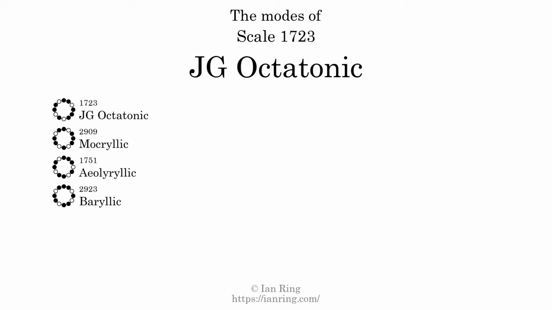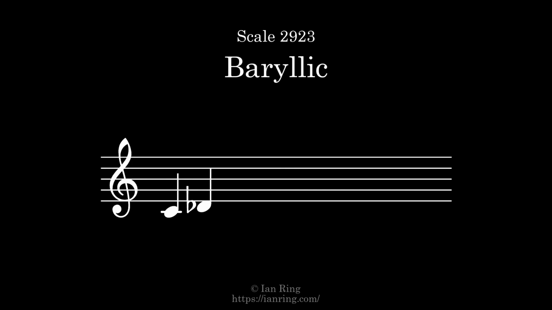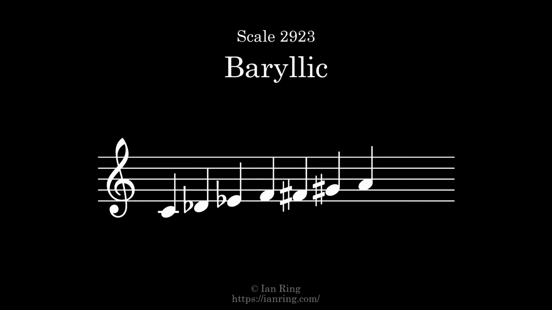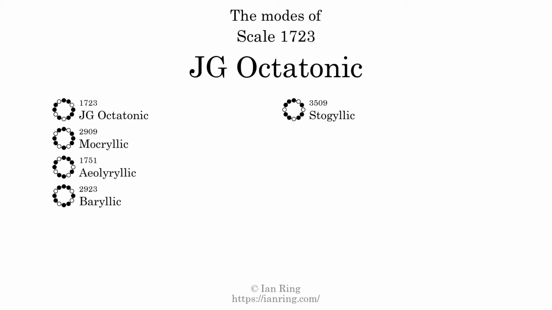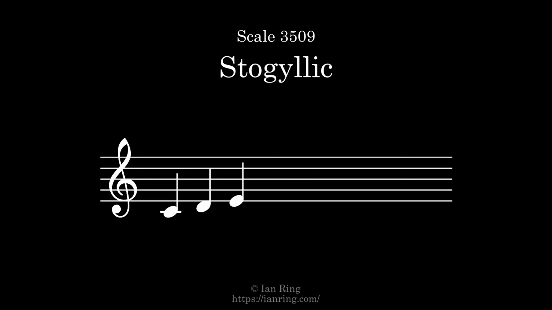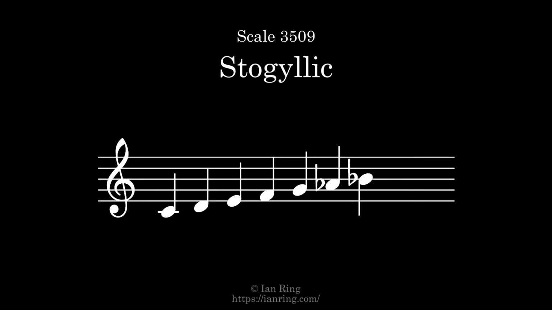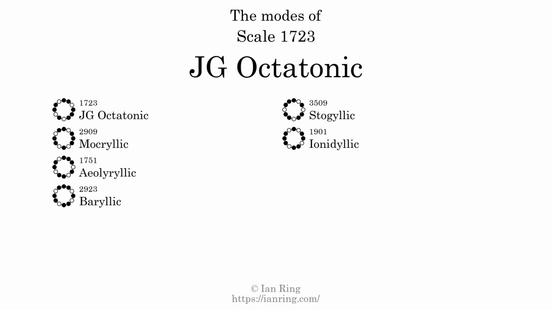The fourth mode is scale 2923, also known as barylic. It sounds like this. The fifth mode is scale 3509, also known as stygialic. It sounds like this. The sixth mode is scale 1901, also known as ionidylic. It sounds like this.